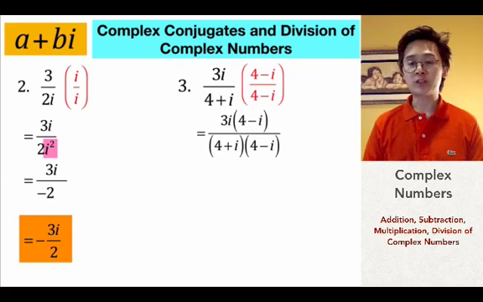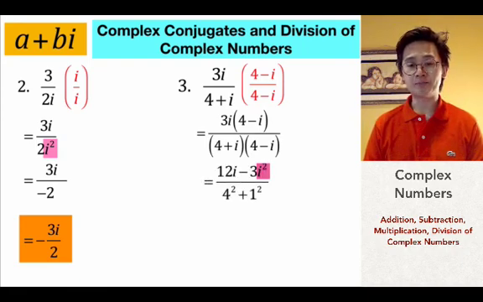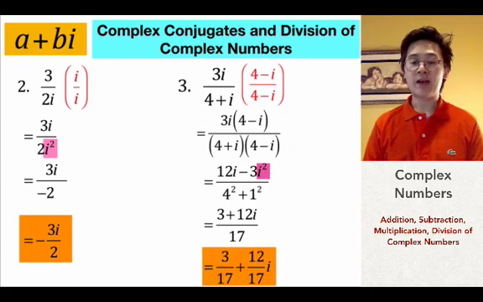So 3i times 4 will turn into 12i, and 3i times negative i will turn into negative 3i squared. And the denominator is the complex conjugate, so we'll just square the real part and the imaginary part to simplify the denominator. So we'll end up with 12i minus 3i squared all over 4 squared plus 1 squared. And by simplifying our i squared into negative 1, we'll end up with 3 plus 12i all over 17. And now we'll change it into the standard form wherein we have the real part and imaginary part. So we'll have 3 all over 17 plus 12 all over 17i. And since both fractions cannot be simplified anymore, this will be our final answer.